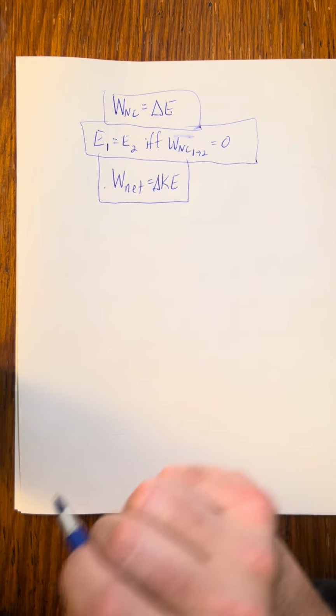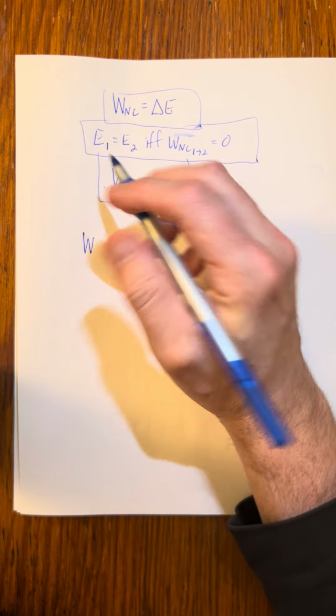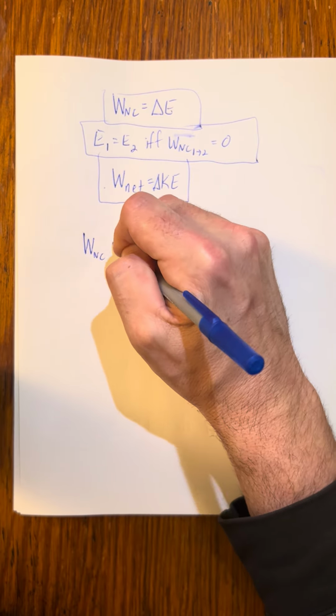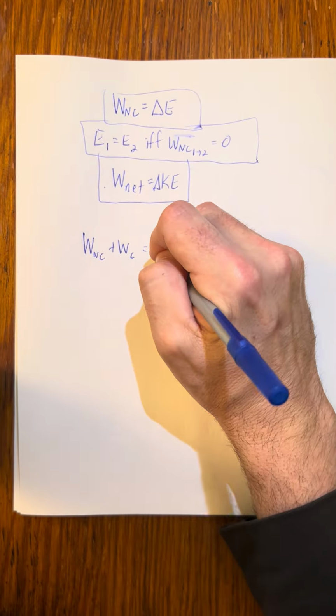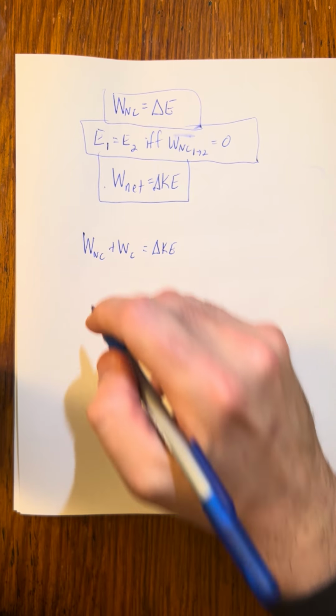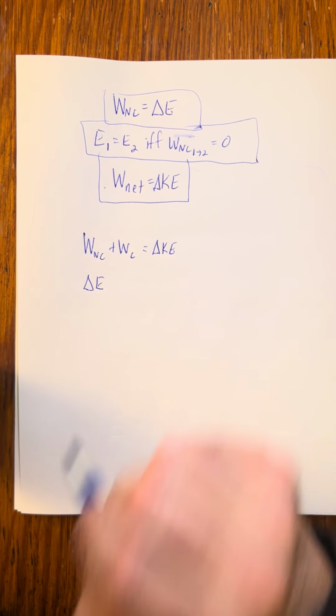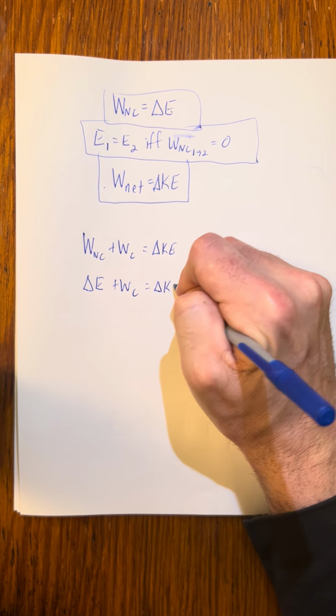Well, net work, that's the work done by all forces. That means that net work could be equal to the work done by non-conservative forces plus the work done by conservative forces. Kind of makes sense, yes? And that's going to equal delta KE. Now we know that work done by non-conservative forces is the total change in energy plus the work done by conservative forces is equal to delta KE.